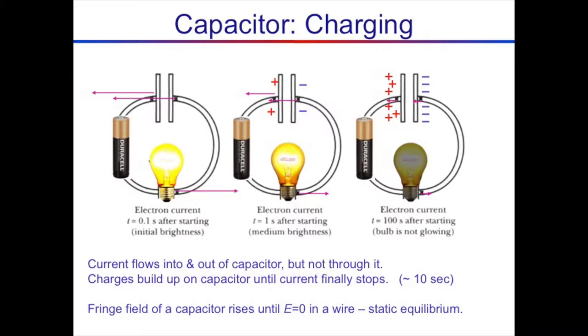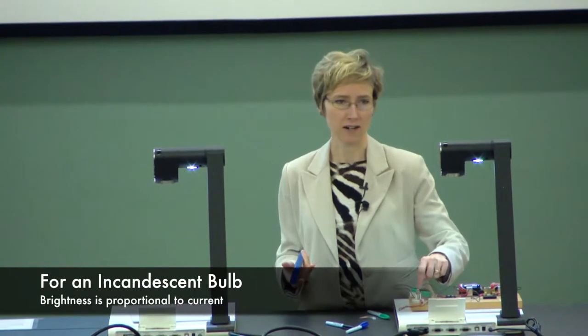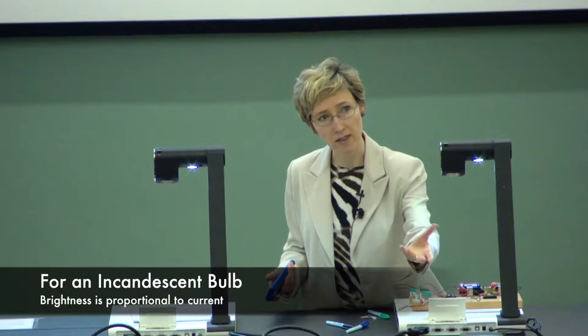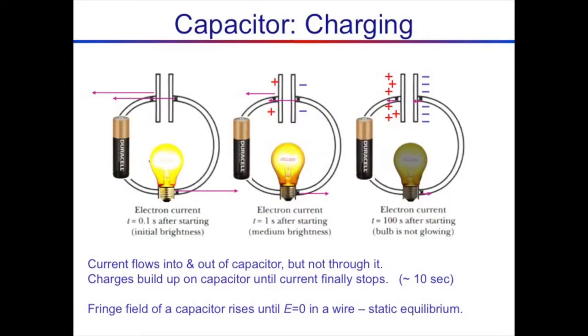So when we initially hook things up, the battery starts driving a current in the circuit. The reason we have the light bulb there is to show you visually when there's a current there. So when there's a high current, the bulb is bright. As the current dwindles down to nothing, the bulb eventually goes out. So initially, we have current going in the circuit. The arrows here, the pink arrows, represent the magnitude of the electron current. If you want to think in terms of electron current, you'd think of electrons coming off the end of the battery, the negatively charged terminal, and going around the circuit.